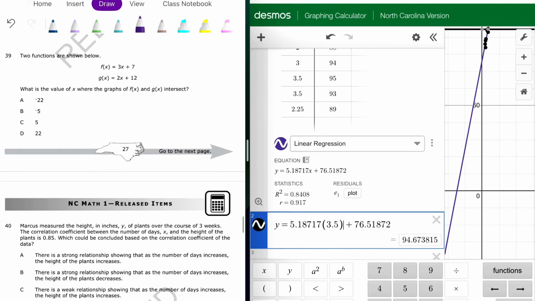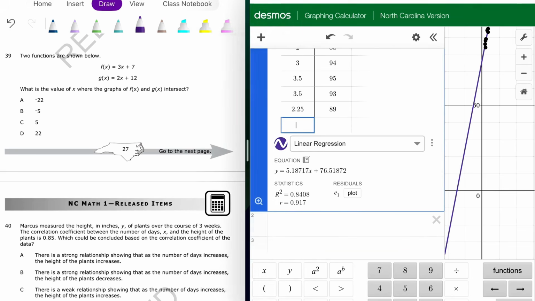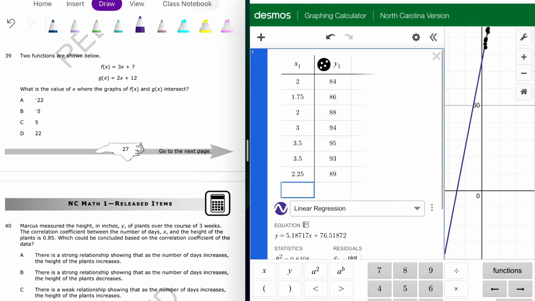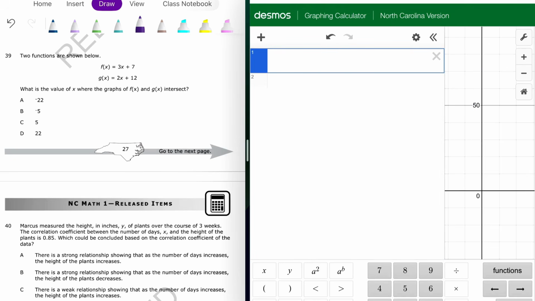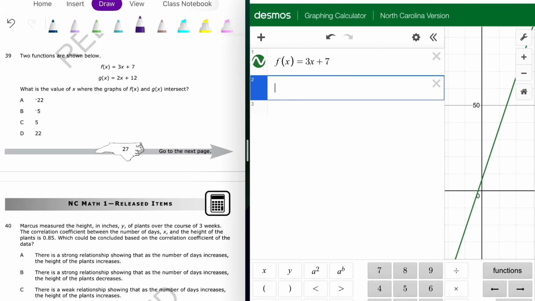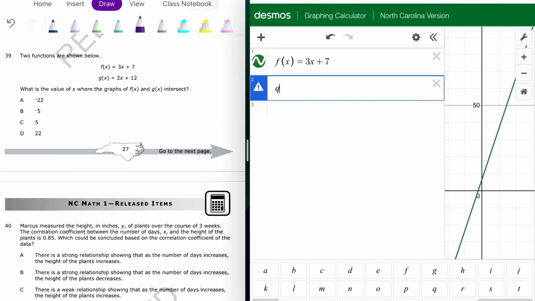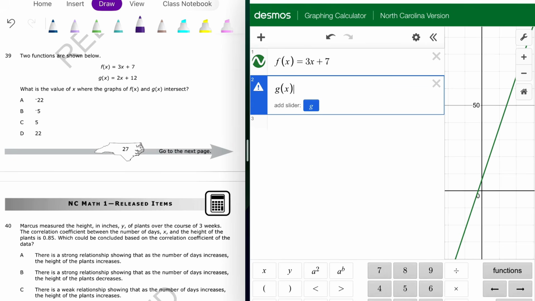You have to know too many things for that. The calculator can only help you so much. All right, this one is so calculatory, it's not even funny. You have to know nothing but how to type buttons. Okay, here we go. Well, I guess you have to know what an x is. So it says f of x equals 3x plus 7, g of x equals 2x plus 12.